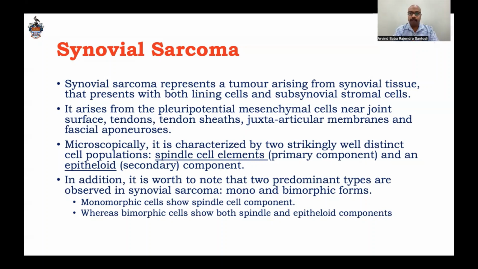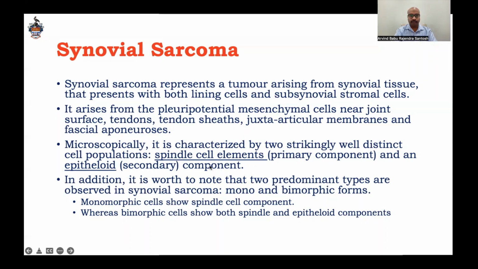Here, they use the term bimorphic and monomorphic because sometimes it can show both components as a presentation, or it will show only one component. When you see only one component in the histopathological presentation, we call it monomorphic, which shows predominantly spindle cell component. When it's bimorphic, it shows both spindle cell and epithelial components.